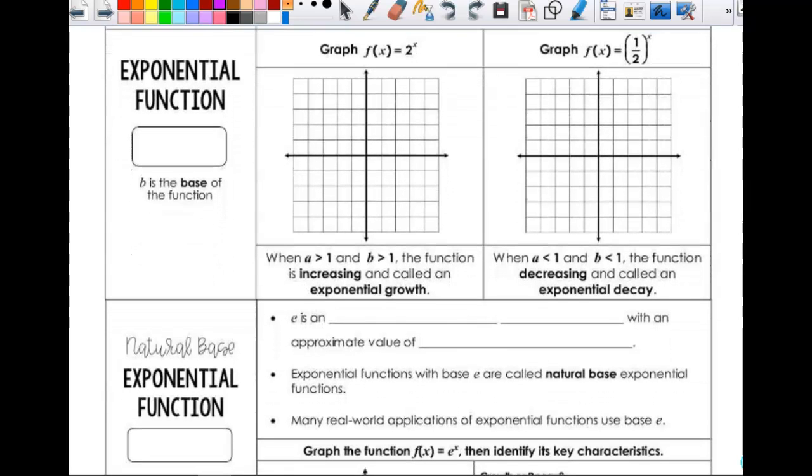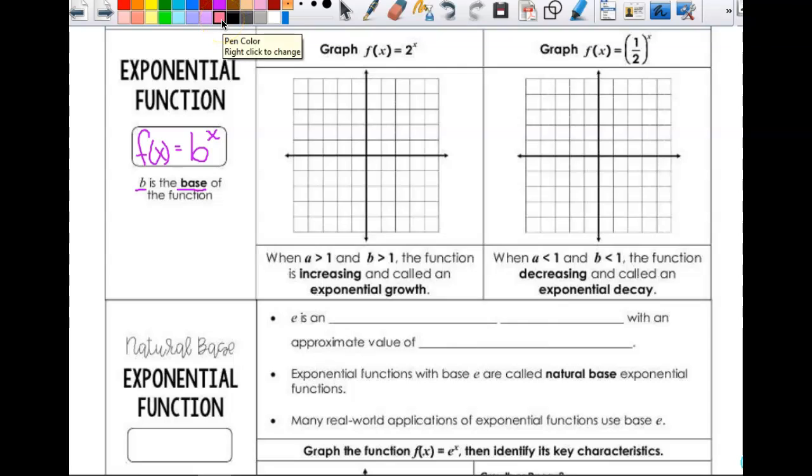So your parent function for an exponential, f of x equals b to the x power. B is the base of the function. So there's actually an infinite amount of parent functions because the b can change and it's still just a basic exponential graph. They will all have the same basic shape, but the actual anchor points will change from each one of them. So let's think about what that would look like over here.